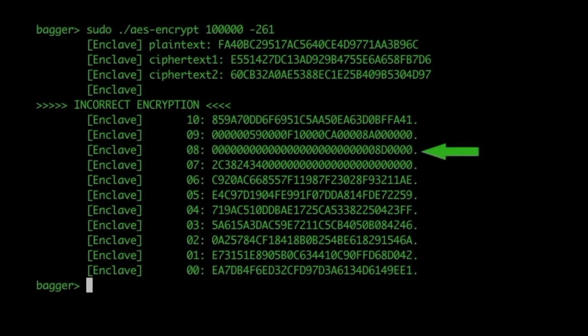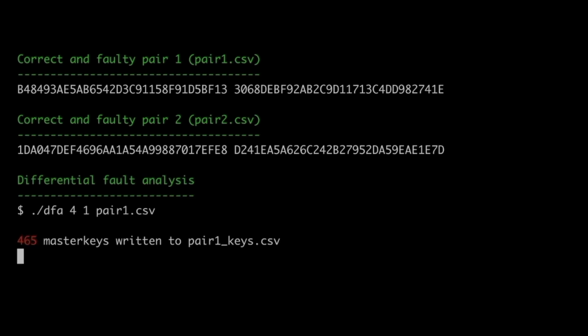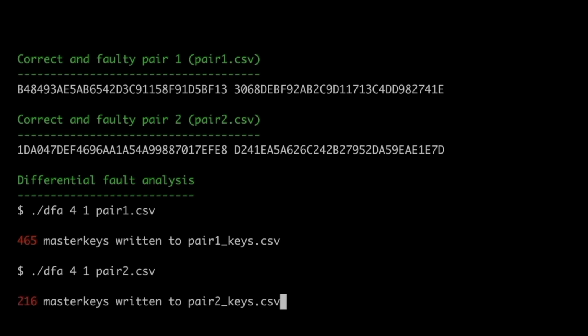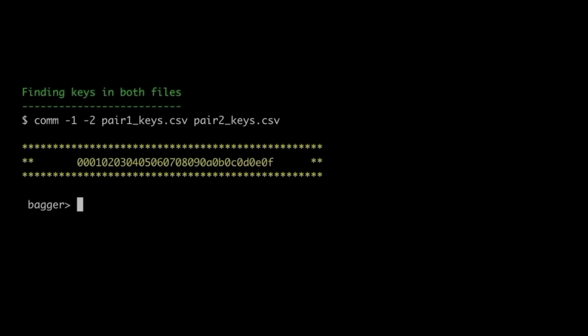And now we can use the faulty and the correct ciphertext and put that into our differential fault attack. And as you see here, we actually use 2 pairs on which we run the differential fault attack. This is simply because the attack will give us multiple key candidates, and then we can use the intersection of the 2 results to find the correct keys. So here you see the attack running. We recovered the keys for pair 1 and pair 2, and we take the intersection and recover, in this case, the correct key, which is 00, 01, 02, and so on.